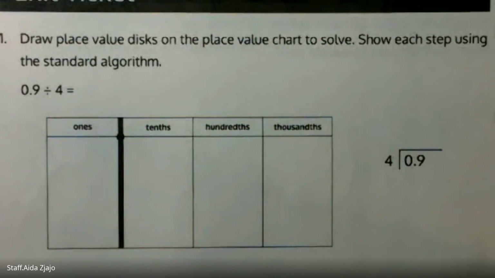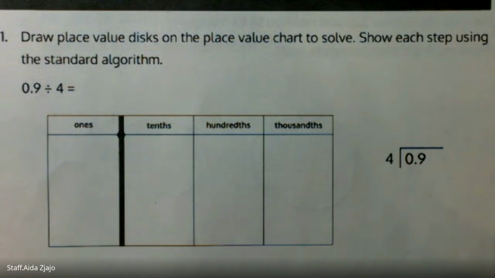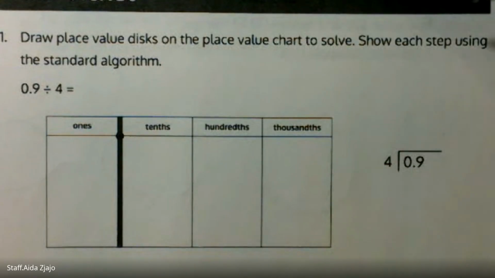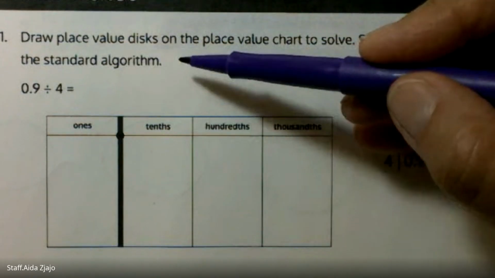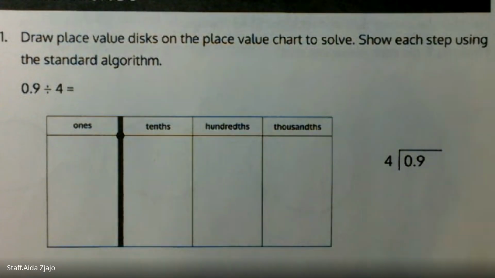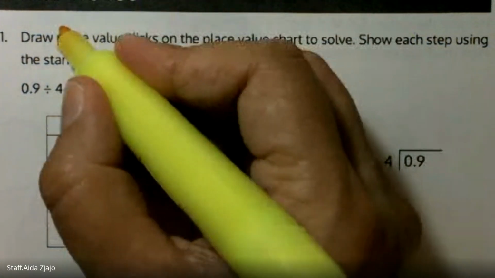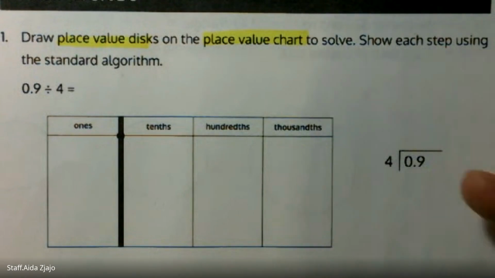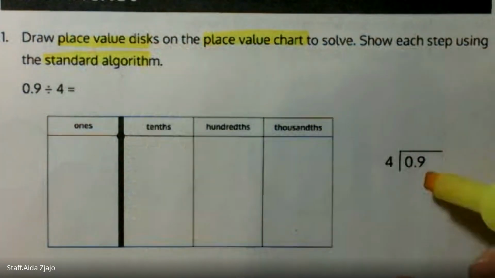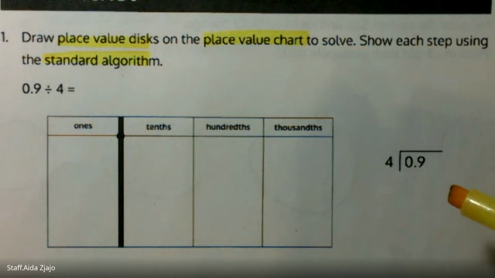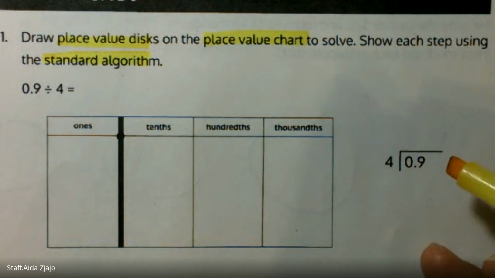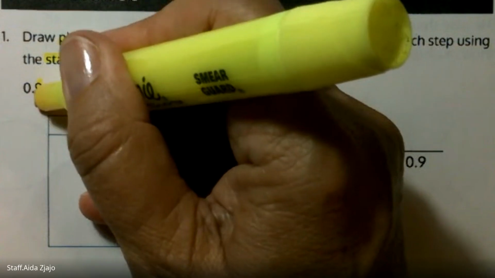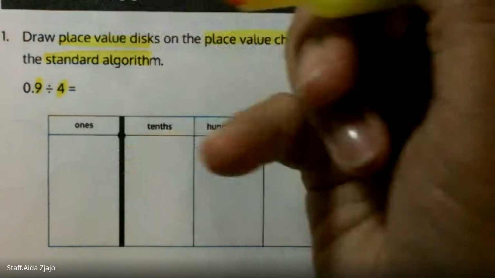Question number 1. Draw place value disks on the place value chart to solve. Show each step using the standard algorithm. So use the place value disks on the place value chart and then also use the standard algorithm. So first, we're going to need to divide 9/10 into 4 groups.